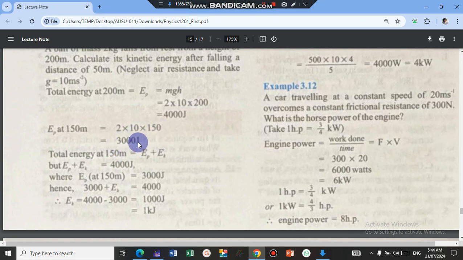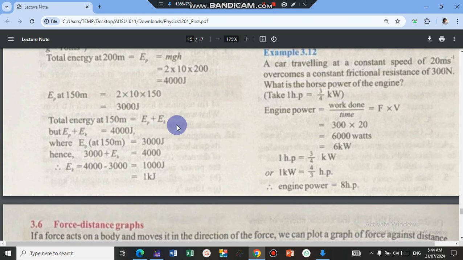You see, this means that its potential energy dropped from 4,000 joules to 3,000 joules. Now this means it has dropped by 1000. Now this 1000 has been converted to kinetic energy. It means its kinetic energy at this point is 1000 joules. So that if you add 1000 to this 3000, you will get the 4000 back. So that gives you the answer: 1000 joules, you divide by 1000, you get 1 kilojoule.